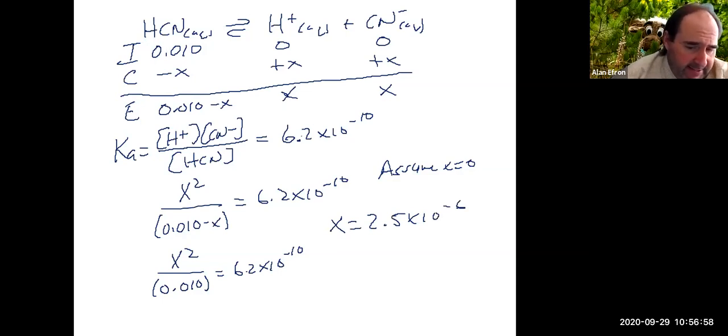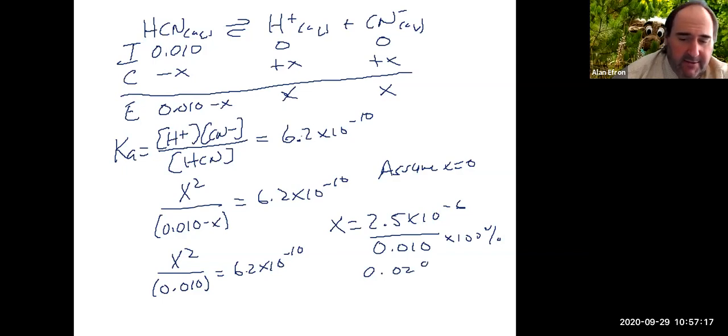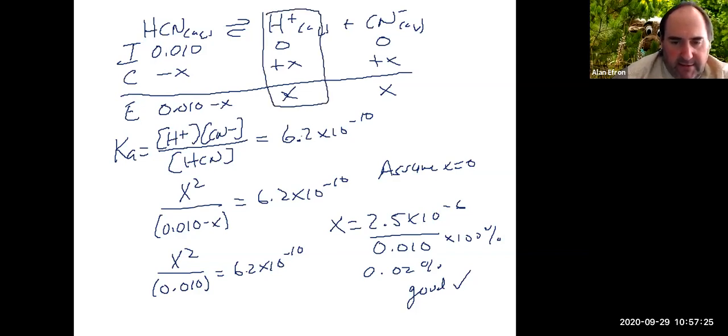Again, we do want to check it. So we take this and divide it by what we were going to subtract it from, the initial concentration, times 100. If we do that, we get something like 0.02%. So this was a good assumption. That means when we come back to our table, we see that the H plus concentration will equal 2.5 times 10 to the minus 6 molar. That was answer number 2, I think, on the list there.